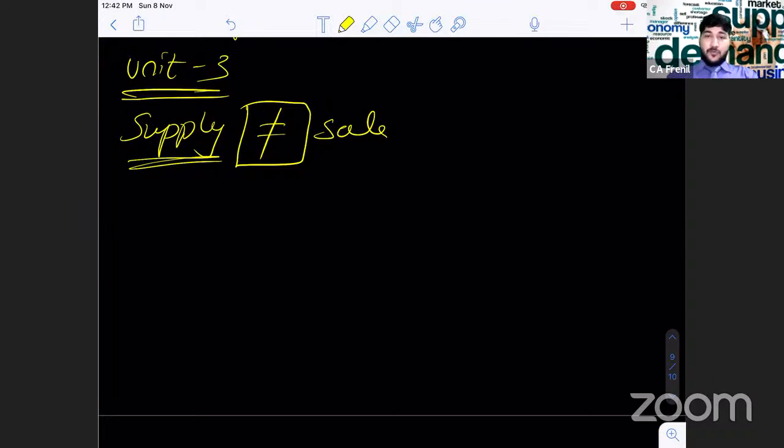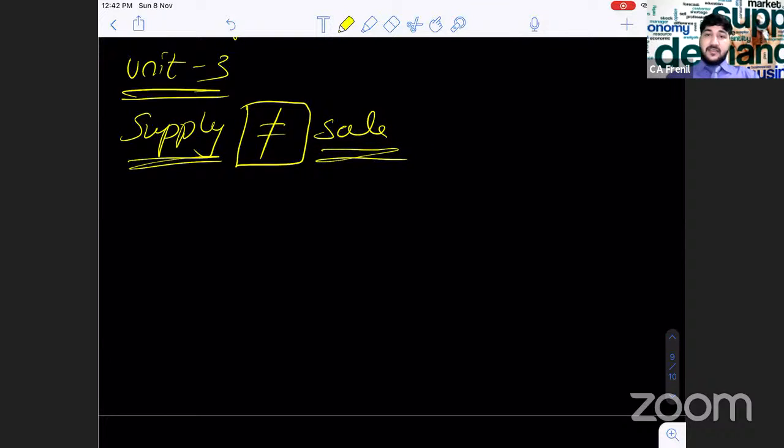Supply is a flow. The quantity supplied is so much per unit of time, per day, per week, or per year. Please understand, supply is not equal to sale. This is one of the favorite questions of the examiner. You have to remember this.